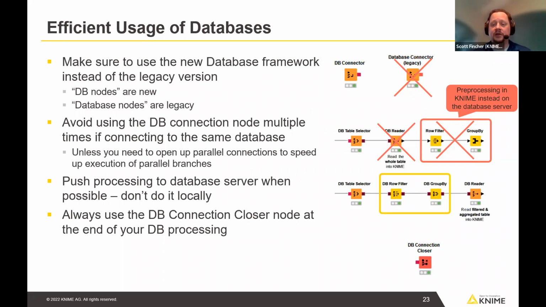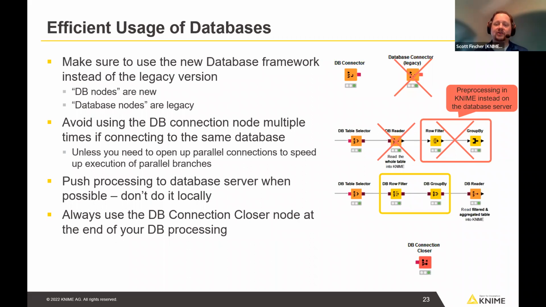Like in the middle of this slide here, you see a DB table selector. We get an extract from a database, we read it back into KNIME, and then we do the row filtering and grouping in KNIME on our local system. Not so great when what we could do is do that same row filter and group by on the database server itself using the DB nodes, and have that processing pushed.